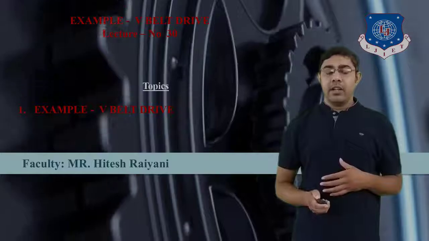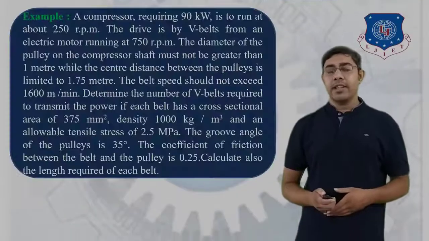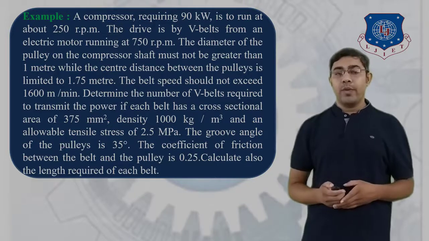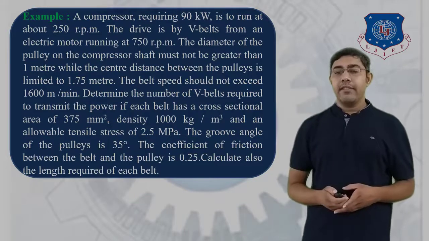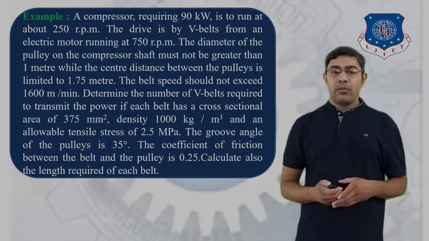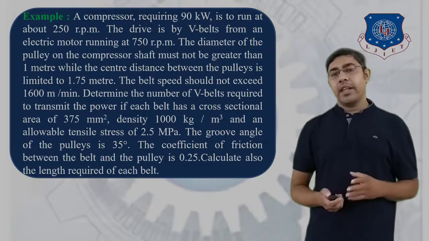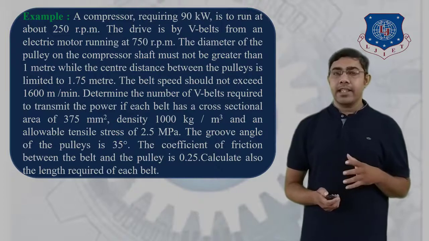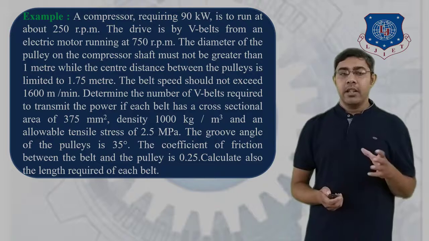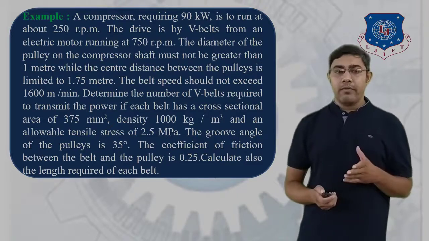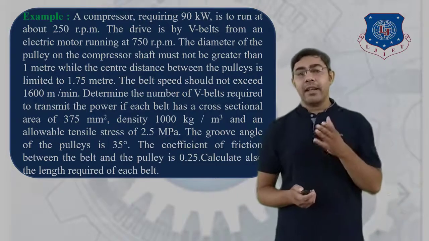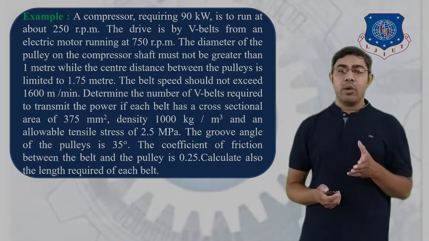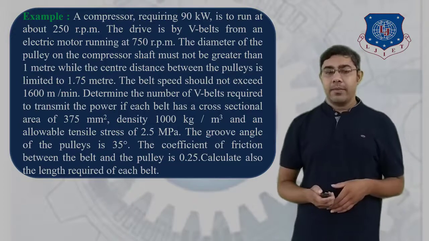So consider one problem: a compressor requiring 90 kilowatt is run at about 250 rpm. The drive is by V-belt from an electric motor running at 750 rpm. So here a power rating of 90 kilowatt is given, the compressor runs at 250 rpm, V-belt drive is used for this, and the electric motor running at 750 rpm is given.